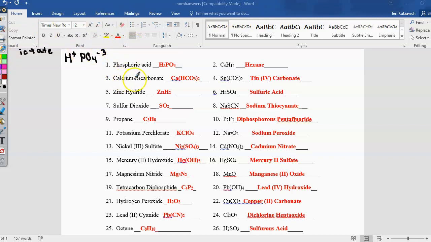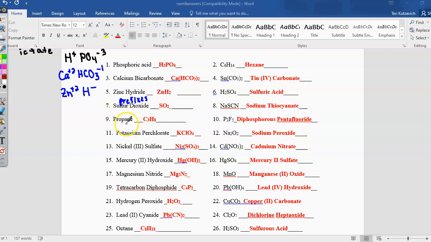This right here, calcium is +2, and bicarbonate is on your polyatomic ion sheet, it's -1. And then I cross my charges. Zinc is +2, hydride is H -1. Sulfur dioxide is 2 nonmetals, and for 2 nonmetals you have to use prefixes. Sulfur doesn't have a prefix, so it's only one of them. Oxygen is di, so it's 2 of them. There's no crossing your charges on nonmetals.